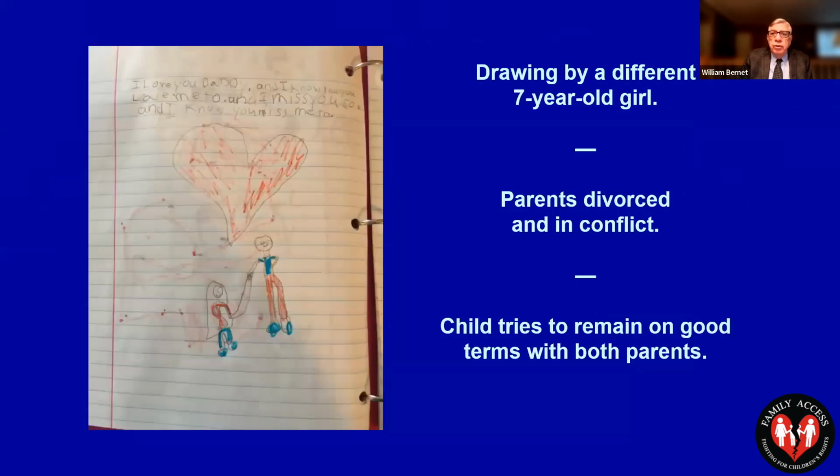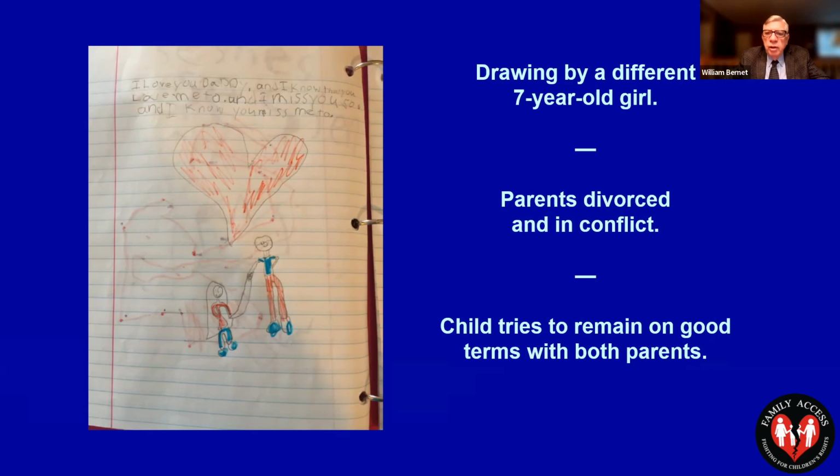So in this one, this is a different little girl, and the same thing, that the little girl is trying to stay on good terms with both her mom and her dad. And this drawing relates to her dad. And I have to try to read this with you. Let's see if we can read this. I love you, Daddy, and I know that you love me too. And I miss you so, and I know you miss me too. And there's a big heart, and then there's a child and the dad.